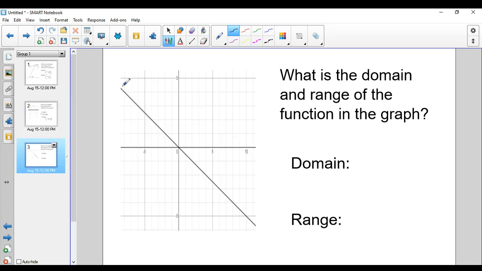All right, one more example here. This is a linear function, and again, it touches the frame on both sides, so it continues left forever and right forever, going up to the left and down to the right. So both the domain and range are all real numbers.